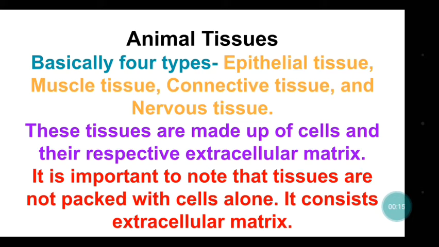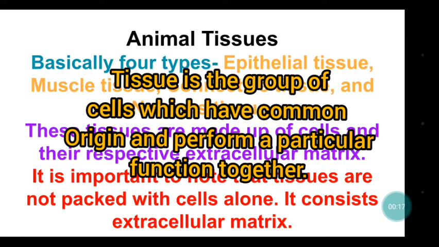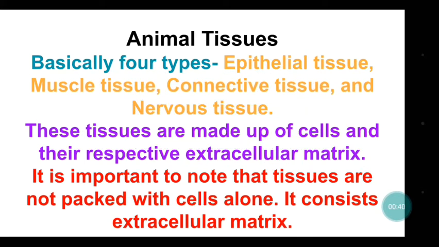A tissue is a group of cells which have a similar, common origin, and which together perform a single kind of function. So tissues are groups of cells that have a common origin and perform a single function. Those are known as tissues.